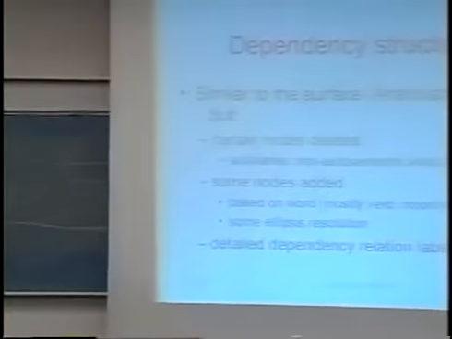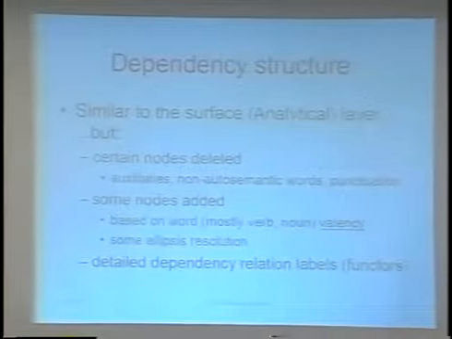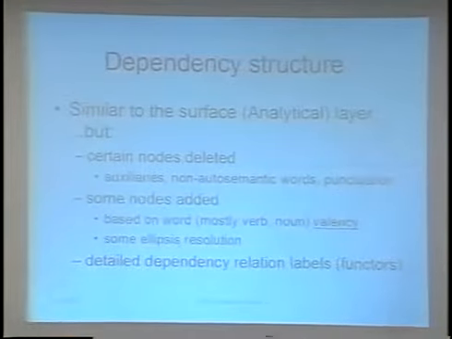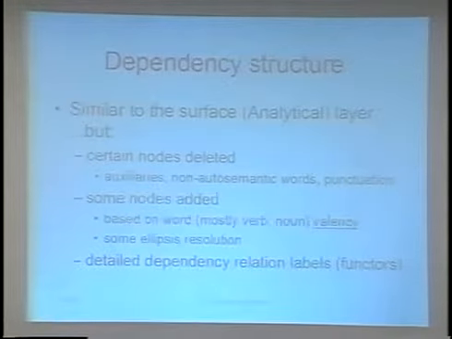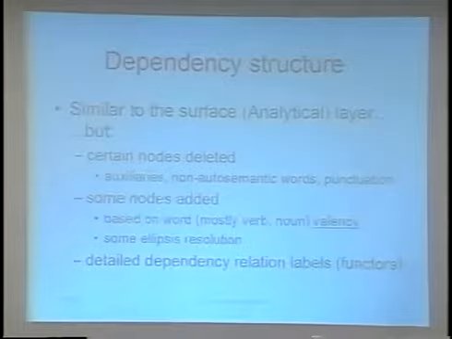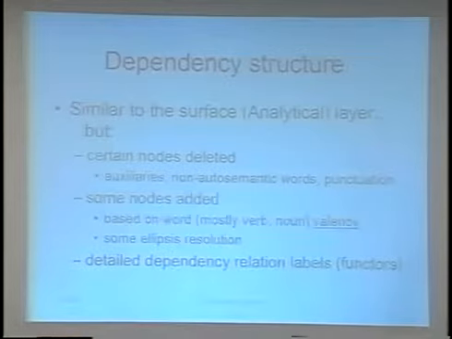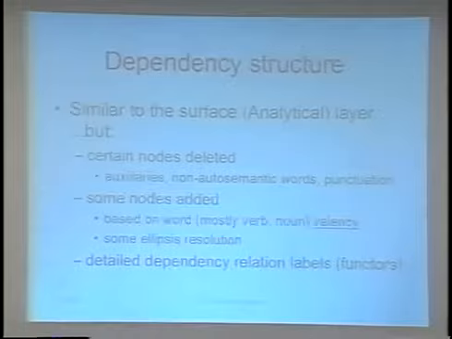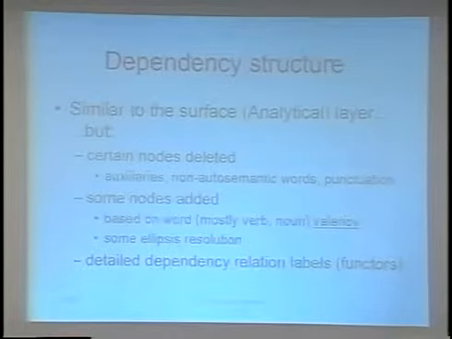Here, since we want to go one step further to get more semantics, we are deleting nodes, mainly the function words and other stuff, and I will show examples of that. But also we are adding things. We are adding things where we have to solve ellipses and where we have to do other things that make it necessary to add some words.